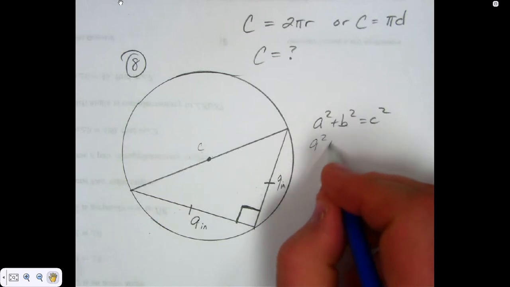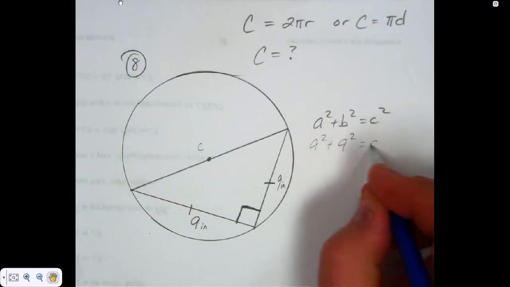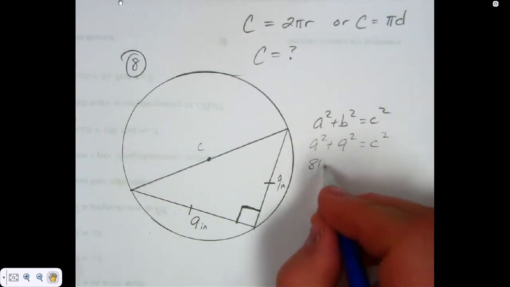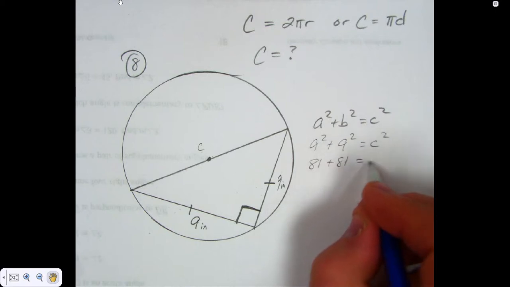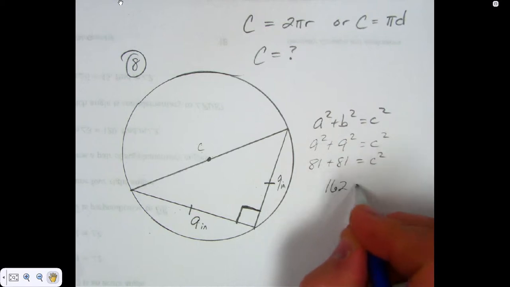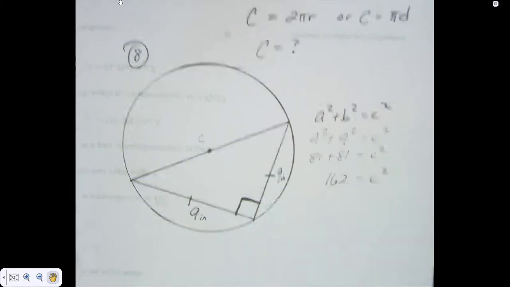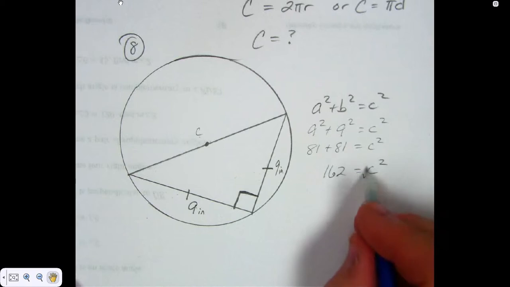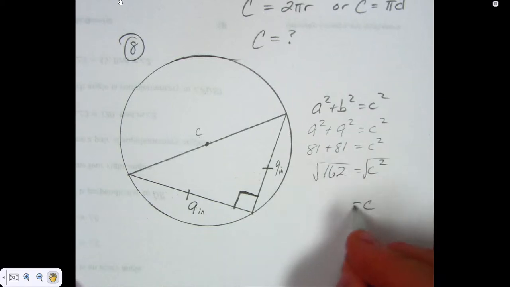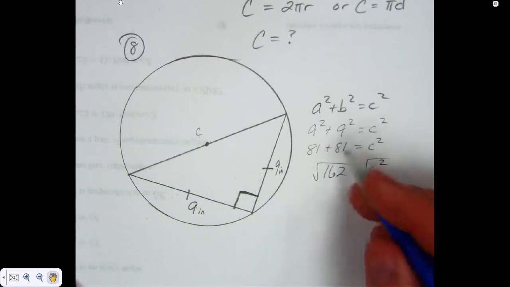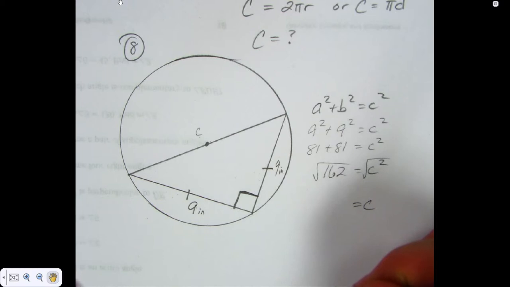So what have I got? 9 squared plus 9 squared is equal to what? 81 plus 81, 162 is equal to c squared. What am I going to do? I have to take the square root of both sides. Now, they want the exact answer here, so you have to simplify that square root.